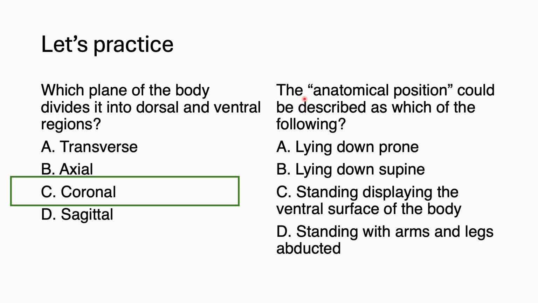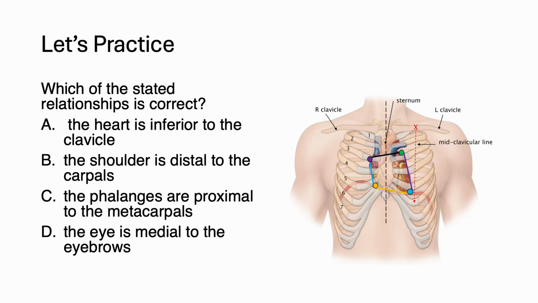Next question. The anatomical position could be described as which of the following? Lying down prone, lying down supine, standing displaying the ventral surface of the body, standing with the arms and legs abducted. Hopefully we're all saying C, standing displaying the ventral surface of the body. And then we have one more question.